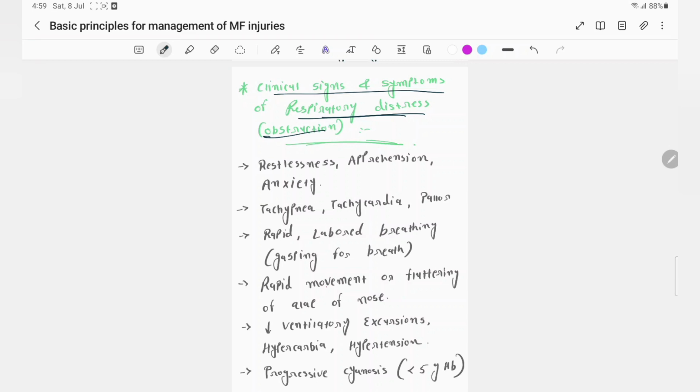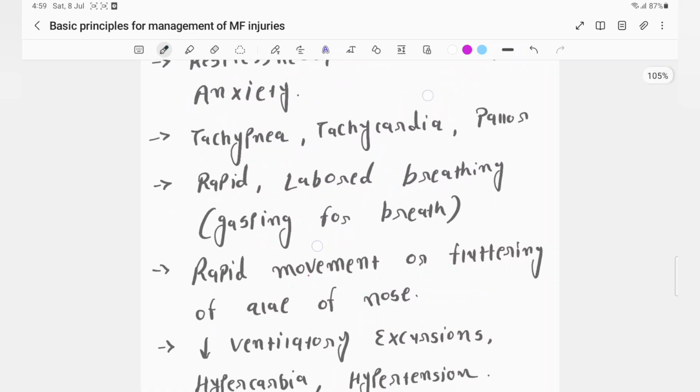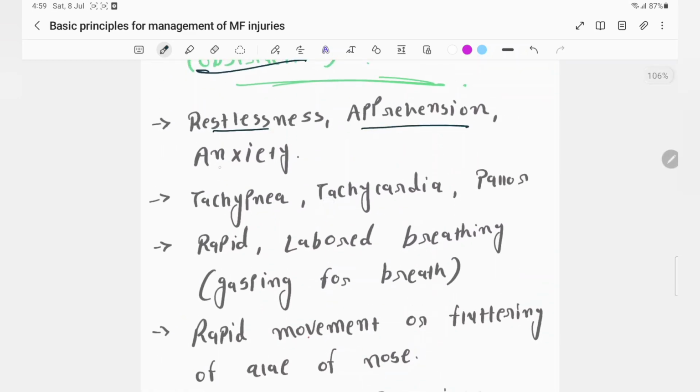So how can you see that the patient is suffering from respiratory distress or obstruction? So what are signs? Signs are what the doctor can observe. Okay, it means we can observe. Then what are symptoms? That the patient will feel and tell you. These are called symptoms. So what are these? First is restlessness, apprehension, anxiety. So if the patient is not able to breathe, then obviously there will be anxiety, apprehension, restlessness, right?